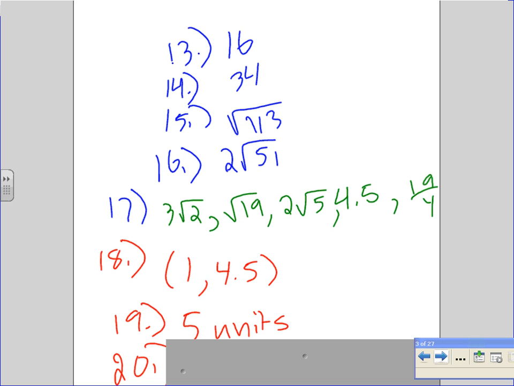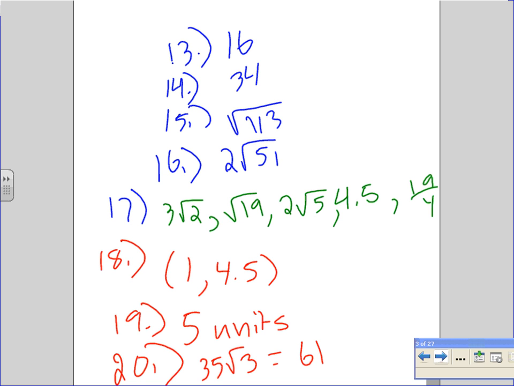Number 20 is a special right triangle, and they want you to find DC. So find the distance that's missing there, which I just put an X there. It's a 30, 60, 90 triangle, so technically you need to find the long side. Did you guys find it? Gio, what'd you get? Good. 35 times the square root of 3.